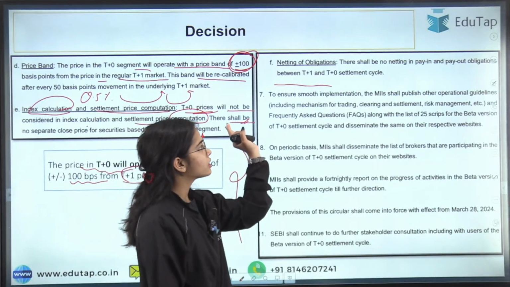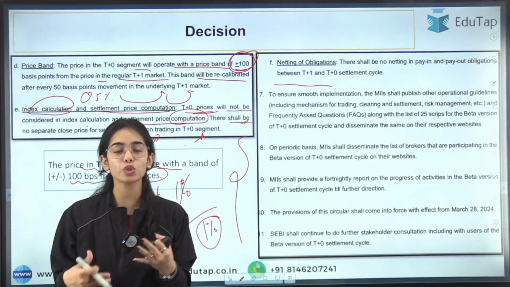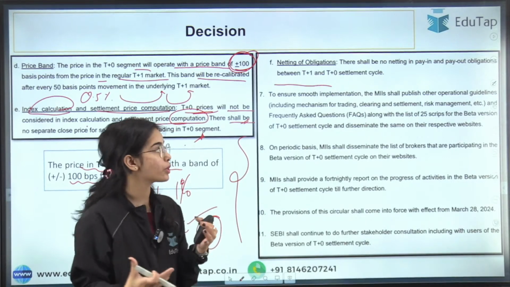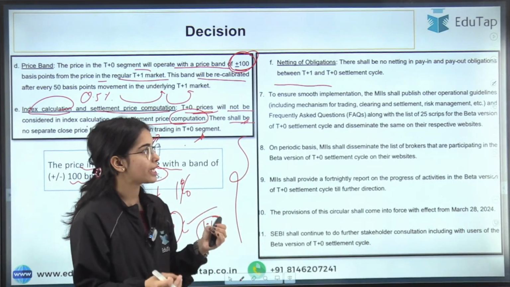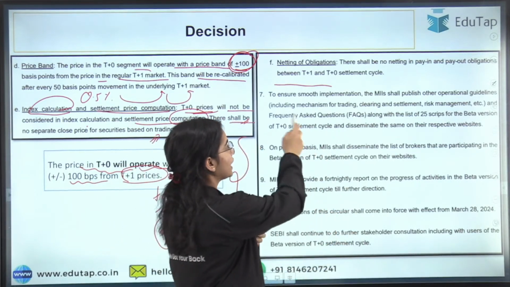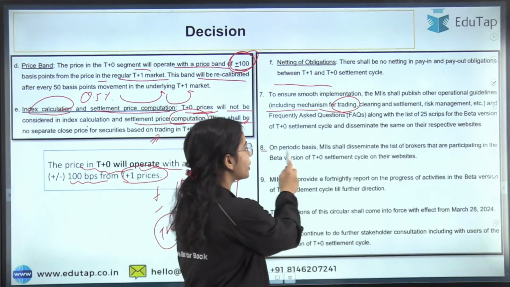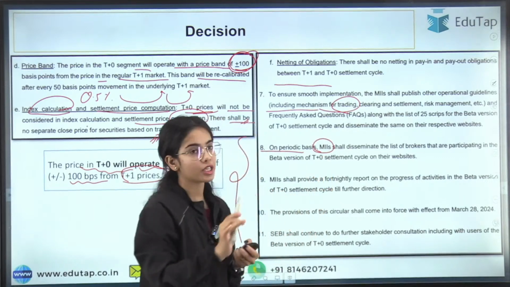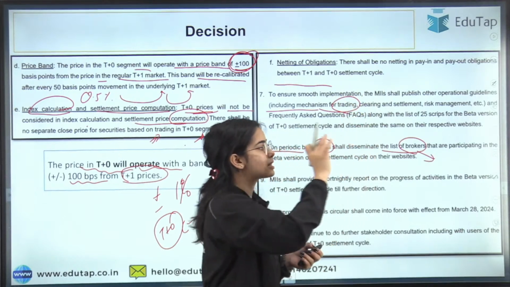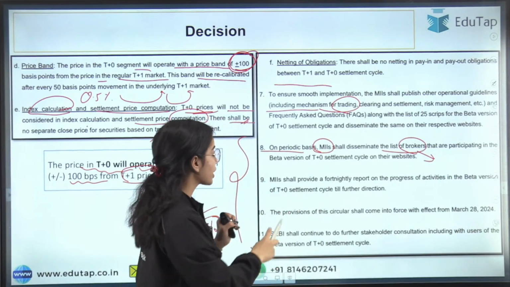You can understand that it says the market infrastructure institutions should bring out more FAQs to make it clear to the public what this whole system is and how it is going to work. To ensure smooth implementation, the market infrastructure institutions shall publish other operational guidelines, including the mechanism for trading, clearing, settlement, risk management and such. On a periodic basis, the market infrastructure institutions shall disseminate the list of brokers, because there are limited brokers that will be undertaking this T+0 cycle. So the list of brokers has to be released.